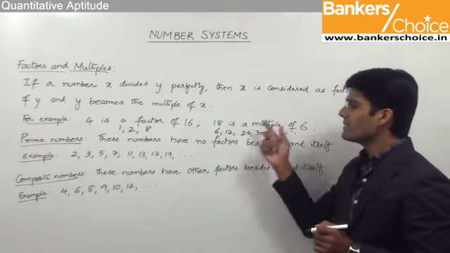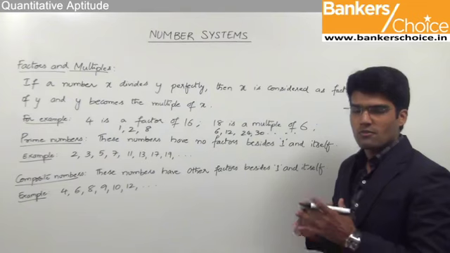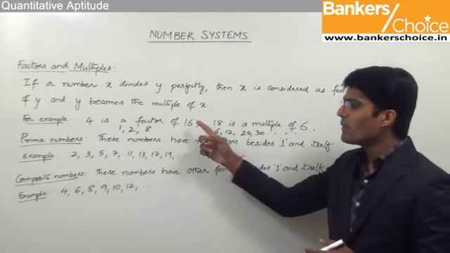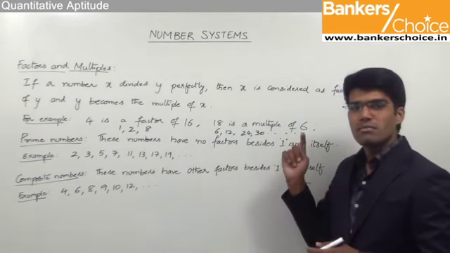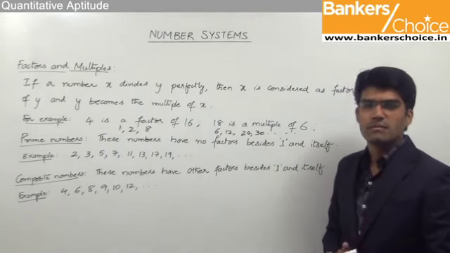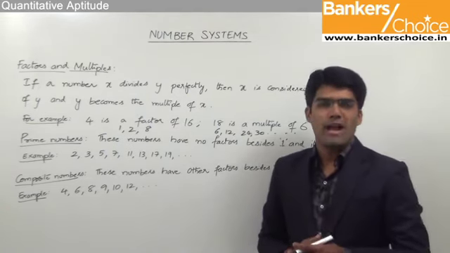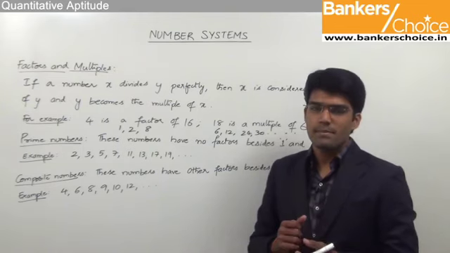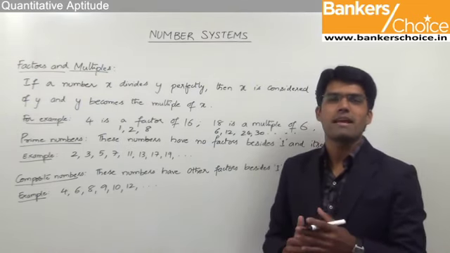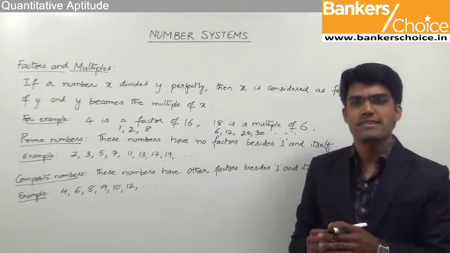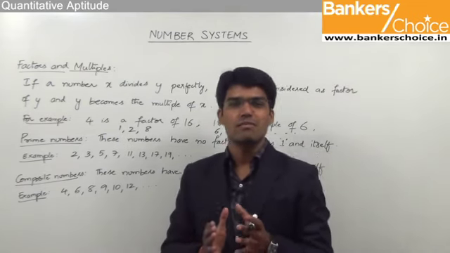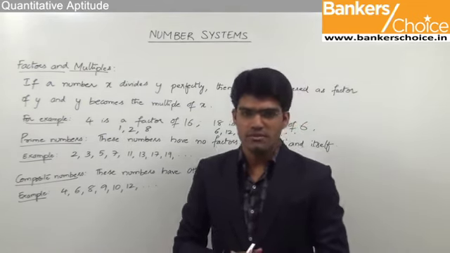Why? Because all these numbers are divisible by 6. So factors are those numbers which can exactly divide the given number and multiples are those numbers which are exactly divisible by the given number. Based on the number of factors, all the natural numbers except one can be classified as either a prime number or a composite number. So let us understand this important differentiation between prime numbers and composite numbers.